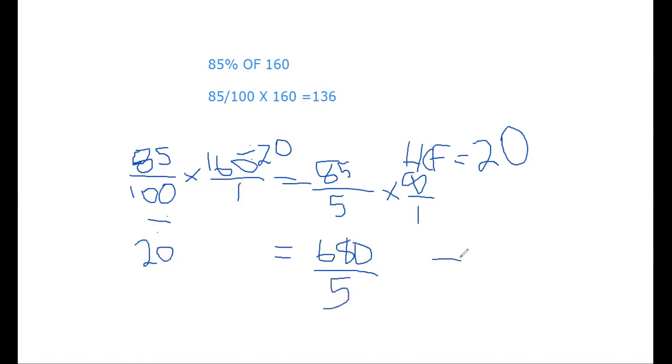So after doing this, guys, you know that we must simplify. We can't leave an improper fraction like this as our answer. It's either we convert it to a mixed fraction or a whole number, right? So what is 680 divided by 5? It gives us 136, right? So it means we are correct. This is our answer using a calculator, and this is our answer without the use of a calculator.